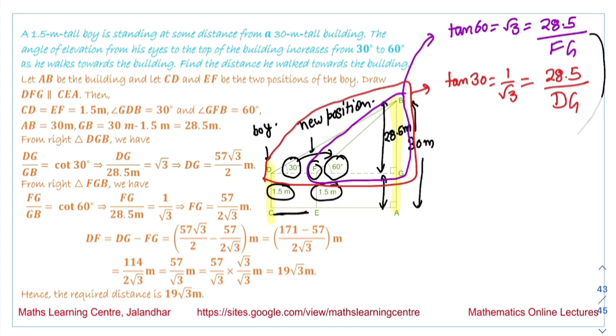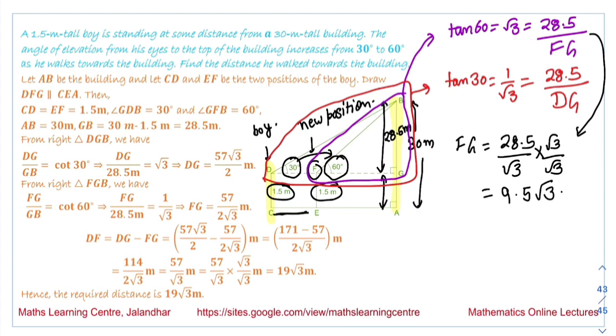Now from the first equation, the value of FG is equal to 28.5 by root 3. We rationalize this term, and the answer we obtain is 9.5 root 3. This is the value of FG from the first equation. From the second equation, the value of DG that we obtain is 28.5 root 3.